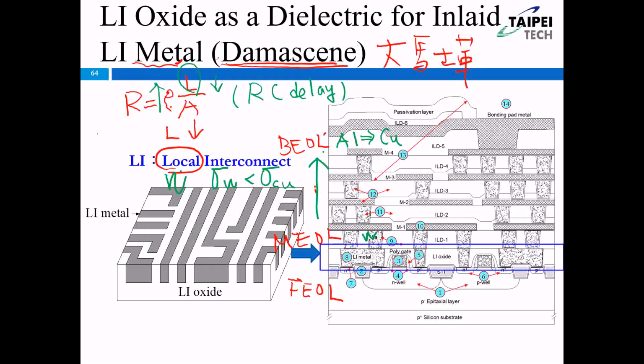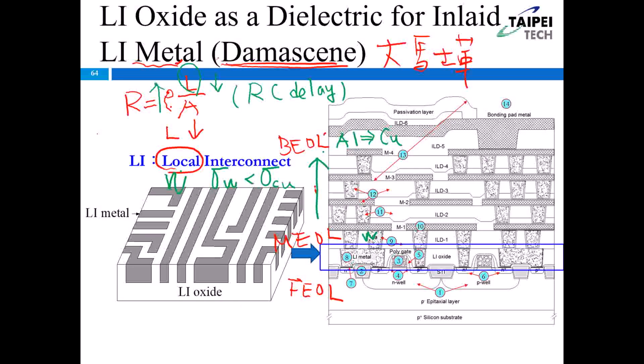Okay, how about the second one? In the second process flow, we need to deposit SiO2 first. So right now we don't deposit copper first, we deposit the oxide first. And then we define the pattern for the oxide.